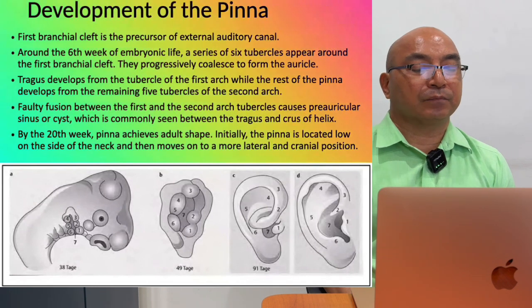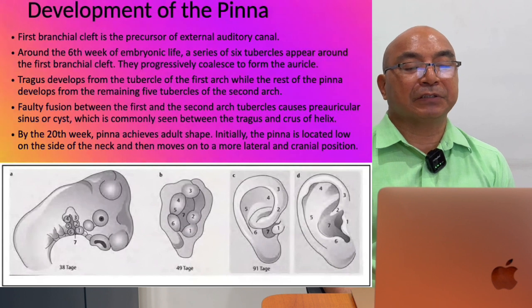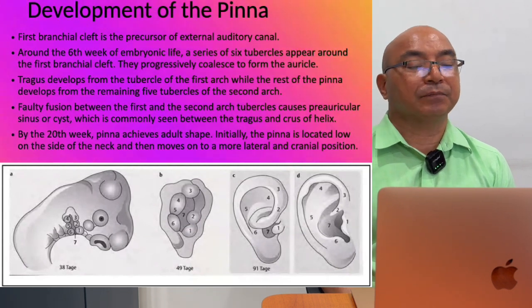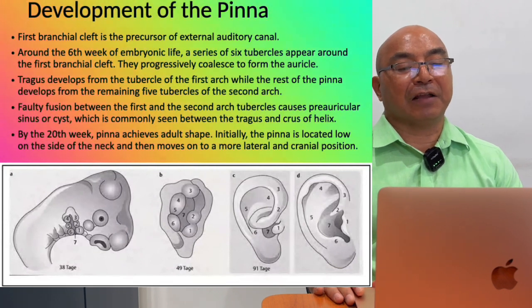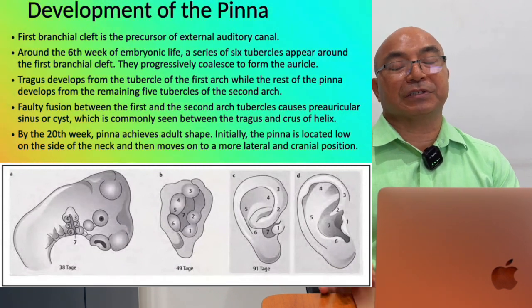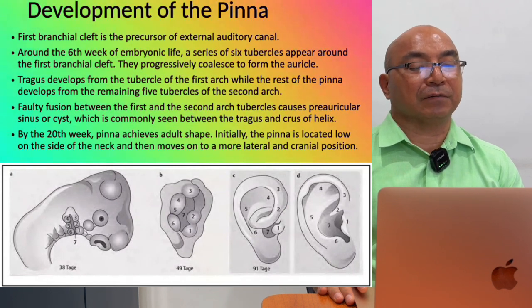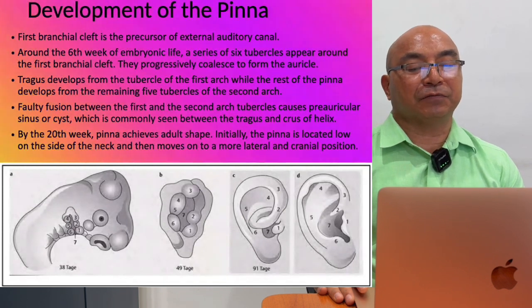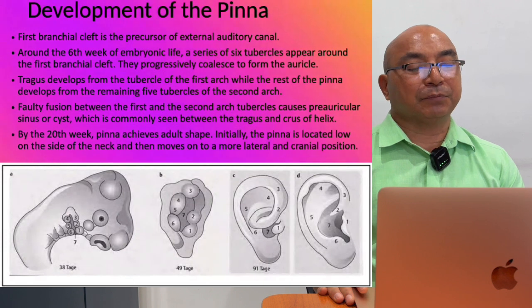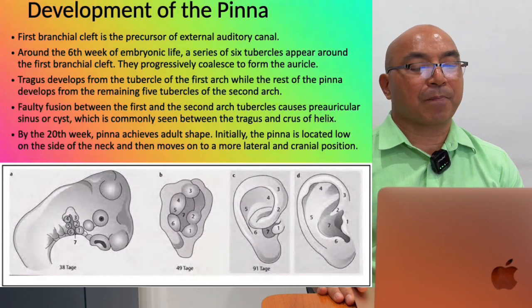Development of the pinna. The first branchial cleft is the precursor of the external auditory canal, and around the 6th week of embryonic life, a series of 6 tubercles appear around the first branchial cleft. They progressively coalesce to form the auricle. The tragus develops from the tubercle of the first arch, while the rest of the pinna develops from the remaining 5 tubercles of the second arch.